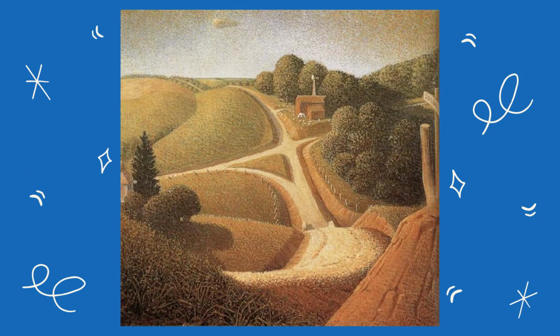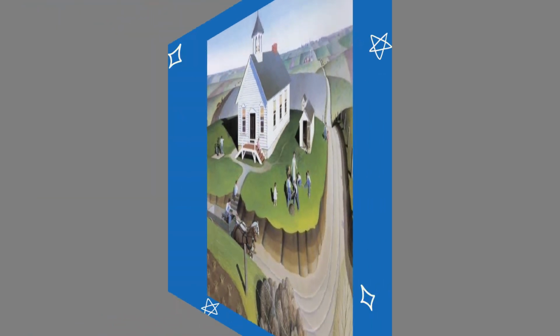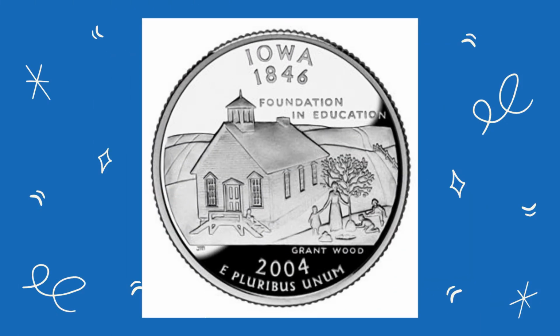This painting is called New Road and was painted also in 1939. This painting is of the one-room schoolhouse he taught on, and it's entitled Arbor Day. This painting was selected and featured on the Iowa Quarter that came out in 2004.